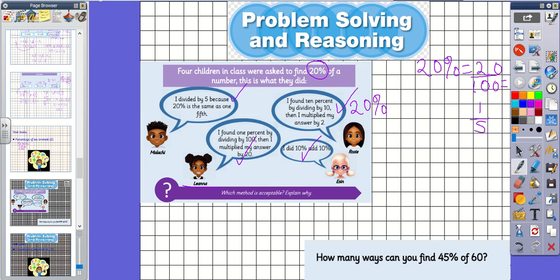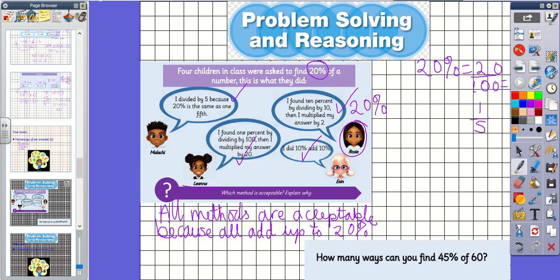Which method is acceptable? So all methods are acceptable because all 4 add up to 20%. Okay. The method that I would personally choose would be Rose's method. However, any one of those methods are absolutely fine.